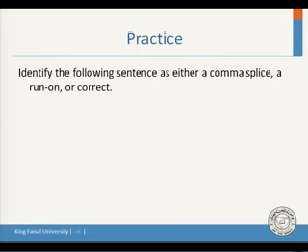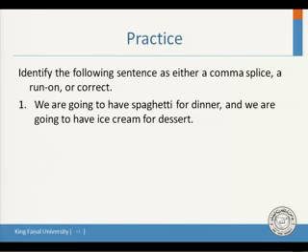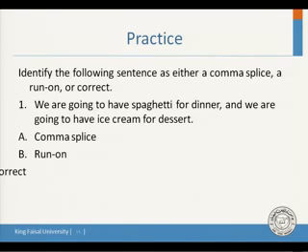Now look at this question. Identify, find which of the following sentences is a comma splice, which is a run-on, or which is correct. Now, sentence 1. We are going to have spaghetti for dinner, and we are going to have ice cream for dessert. Is this a comma splice, or a run-on, or a correct sentence? What do you think? We have a comma and we have and between 2 simple sentences. Correct.